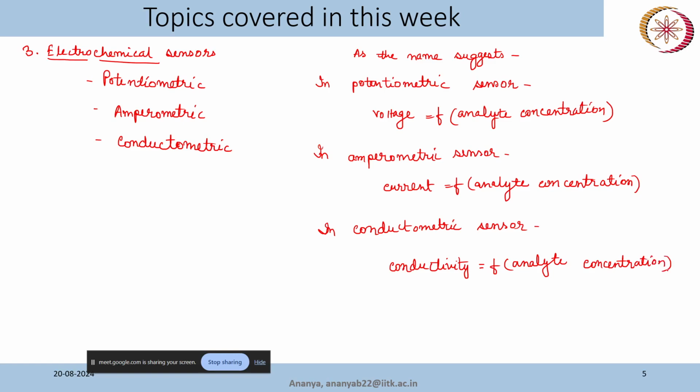There are different ways in which we can realize these electrochemical sensors. Those were discussed in the lecture videos. I will not go through those again, but basically you can remember that here the electrical property changes due to chemical reactions.